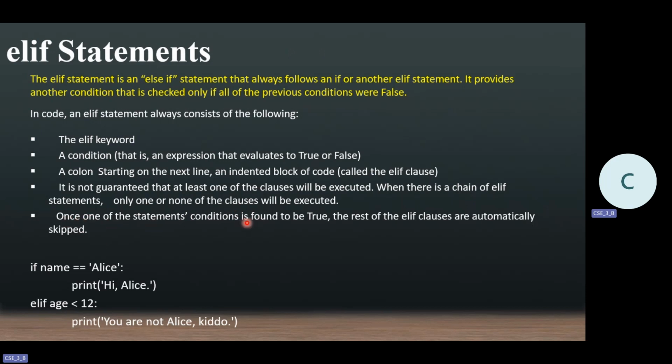Once one of the statement conditions is found to be true, the rest of the elif clauses are automatically skipped. For example, we can see here: if name is equal to Alice, then we print hi Alice. Otherwise, elif, else if age is less than 12, then we print you are not Alice kiddo. That is, we have checked two different conditions. Depending upon which condition is true, we execute only one of the print statements. If the name is equal to Alice, we print hi Alice. If the age is less than 12, we print you are not Alice kiddo.